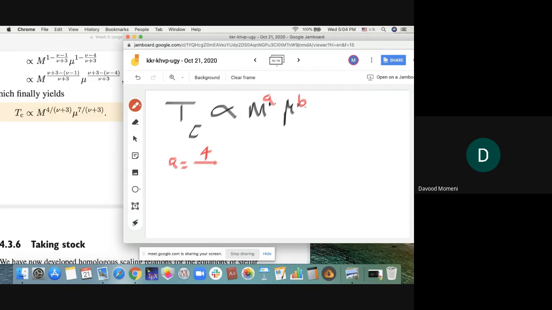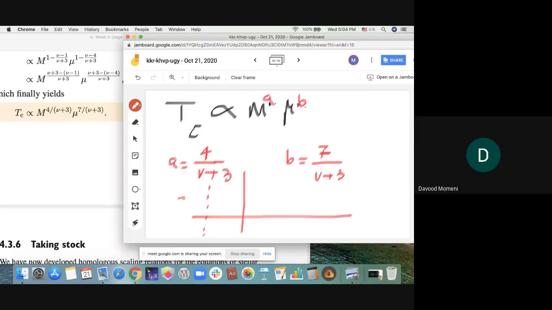The exponent of M actually is 4 over this. And the scaling when the power is mu is 7 over nu plus 3. The qualitative behavior of the function is the same. Still you have an asymptotic discontinuity here when it is minus 3.